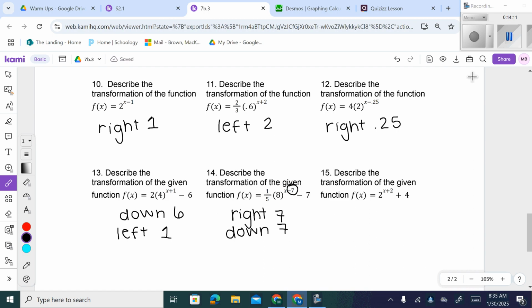All right. 15. Anthony, give me one thing that's happening on 15. Left 2. Love it. And then y'all give me the last thing that's happening on 15. Up 4. Beautiful. Are we semi-okay? Yes. Okay.